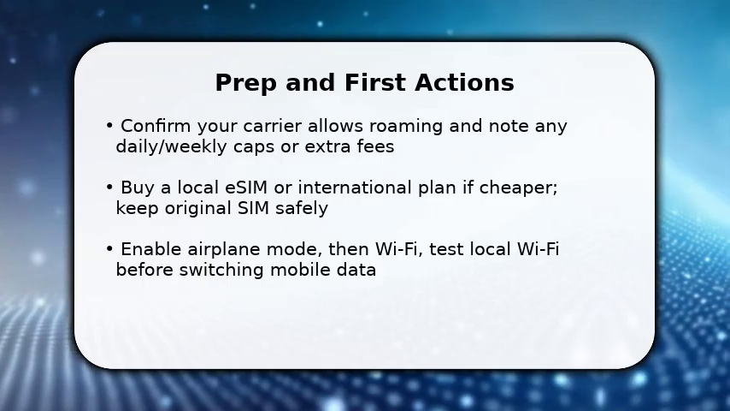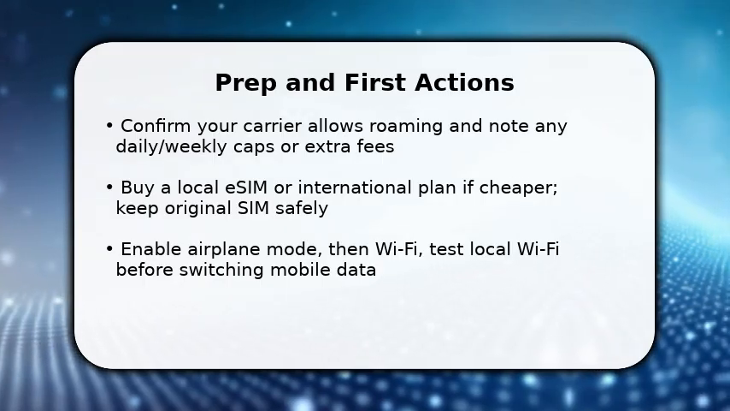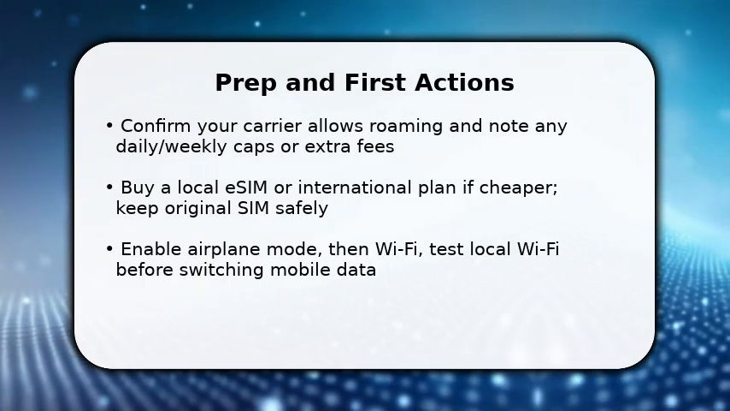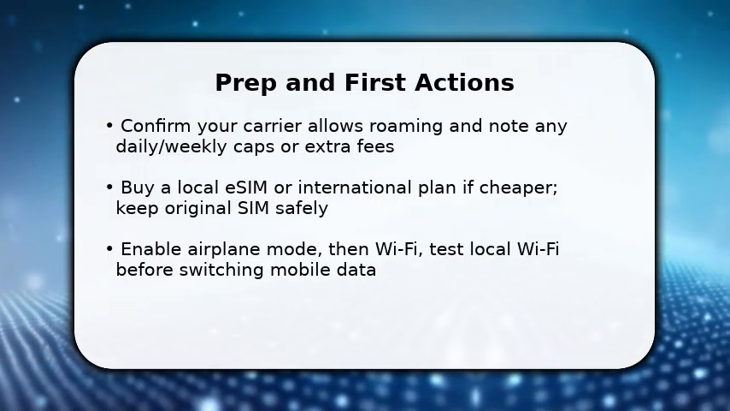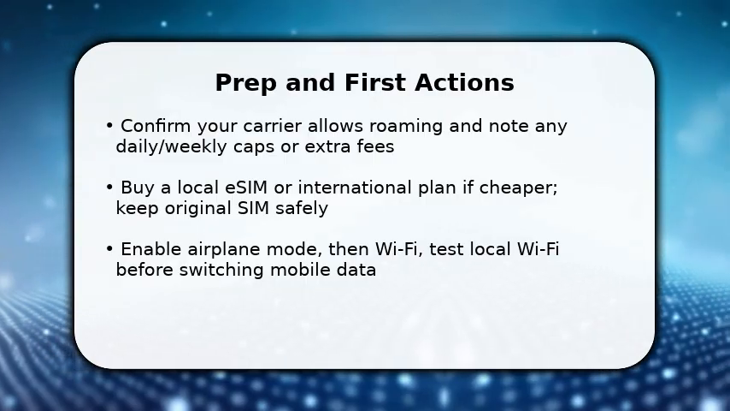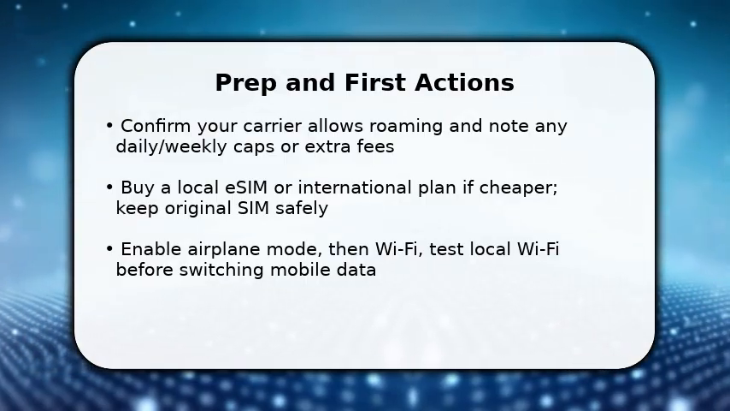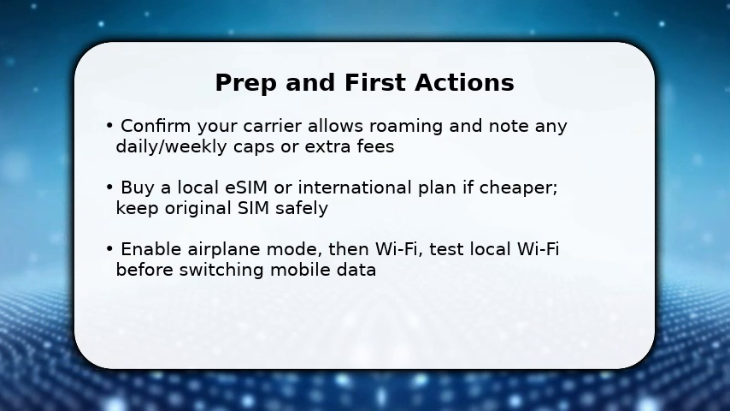Turn on airplane mode to prevent accidental roaming, then enable Wi-Fi to test connectivity. This proves the network works. Make sure to take screenshots of plan details and APN settings now, because you'll need them in the next steps when enabling mobile data or swapping SIMs.